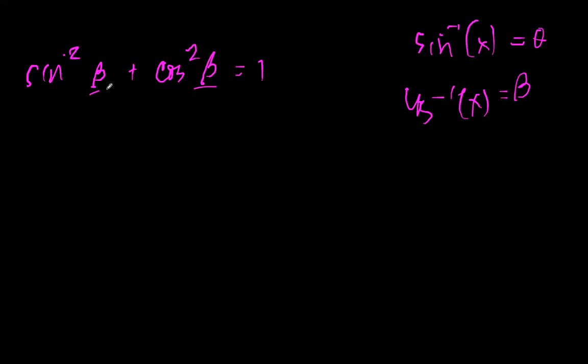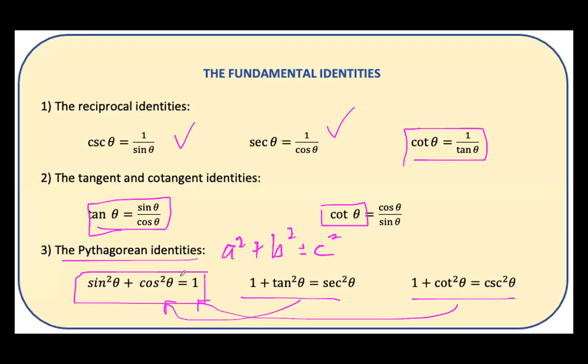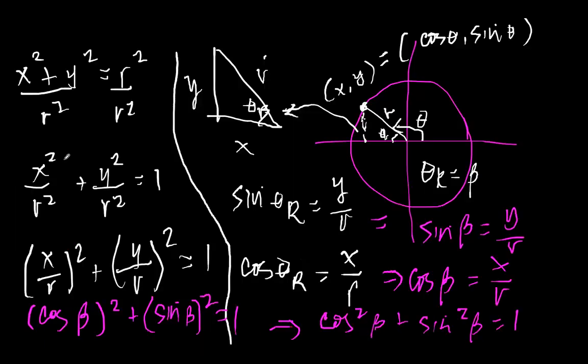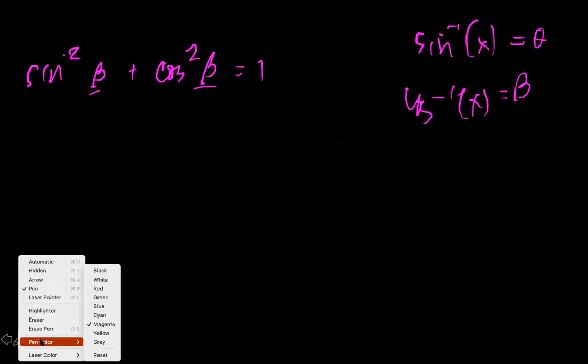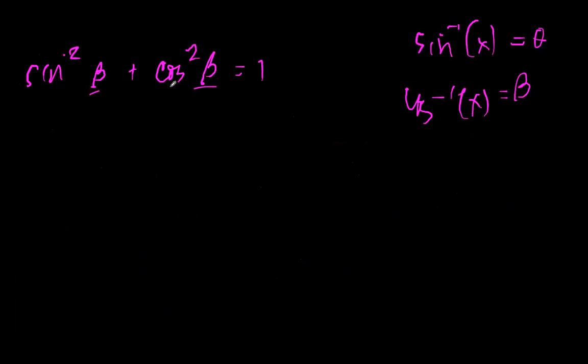So, sine squared beta plus cosine squared beta is equal to 1. Now, sir, you mentioned a while ago the other two Pythagorean identities. The other two Pythagorean identities were just derived from the given Pythagorean identity, sine squared plus cosine squared. Right, guys? So how do we derive that from sine squared plus cosine squared equals 1? It's easy, class.